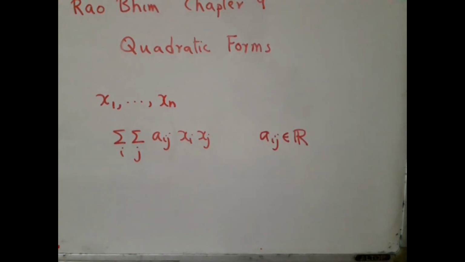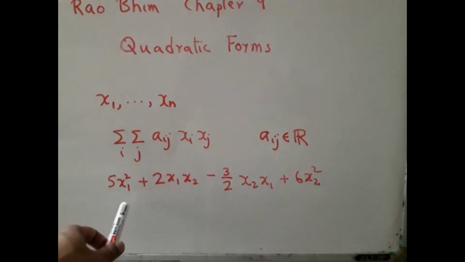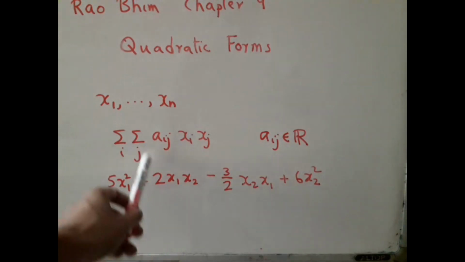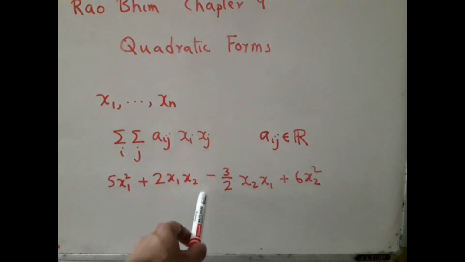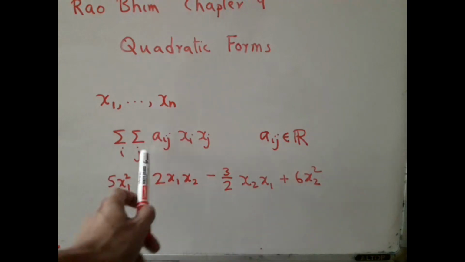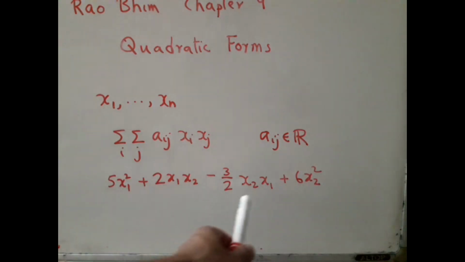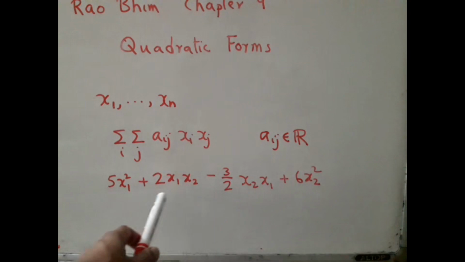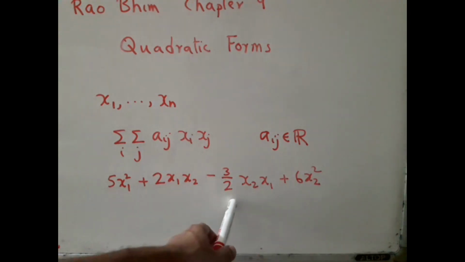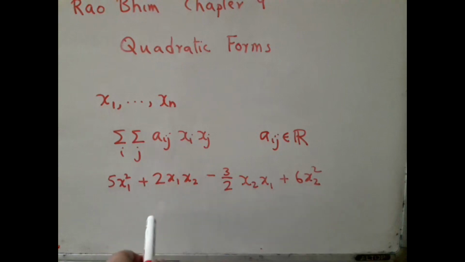A typical example will be 5x1 squared, so a11 is 5, plus 2x1x2, so a12 is 2, minus 3 by 2 x2x1, so a21 is minus 3 by 2, and finally a22 is 6. Here I have taken n equal to 2. Now if you look at this expression, you can immediately see that x1x2 is the same as x2x1, so I might as well combine the two and say that I have one x1 squared term, one x2 squared term, and one cross product term.